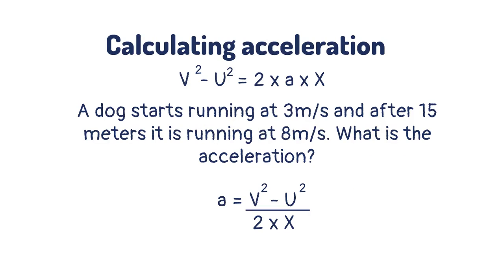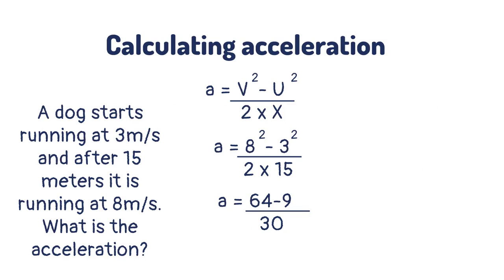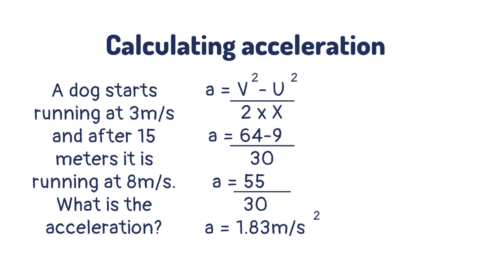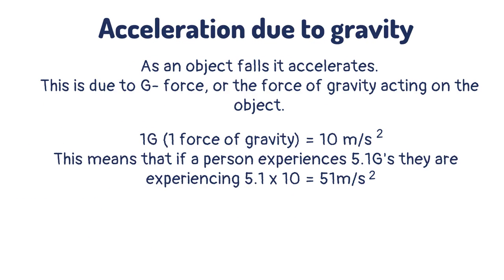To find the acceleration, rearrange the equation to give acceleration equals final velocity squared minus initial velocity squared divided by 2 times the distance. Completing the equation using the data from the question gives the steps shown. Remember to include units.